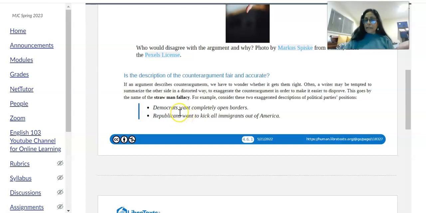Another problem, just like the Democrats-want-completely-open-borders example, is this other one, which says Republicans want to kick all immigrants out of America. Let's say a group of Republicans or one person is saying, no, open borders is not a good thing, we need to be very cautious. Then the person who dislikes that argument might say something like, well, they want to just kick everybody out of America, which is also not true.